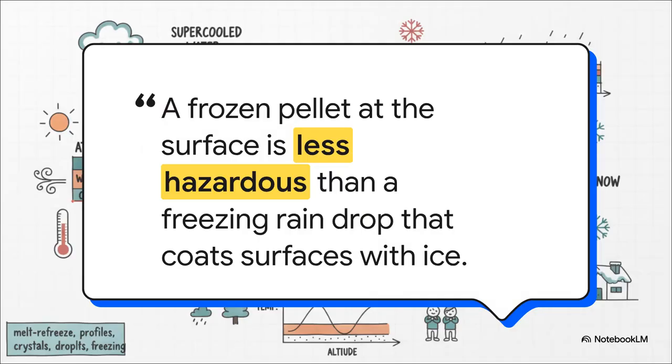Don't just take my word for it. As atmospheric scientist Hannah Carmichael put it, a frozen pellet bouncing off the ground is one thing, but a freezing raindrop that coats every single surface with ice, that is a whole different level of dangerous.